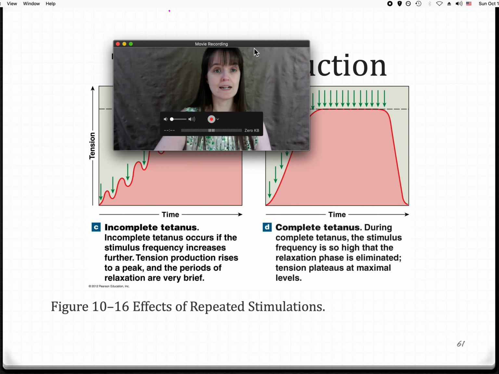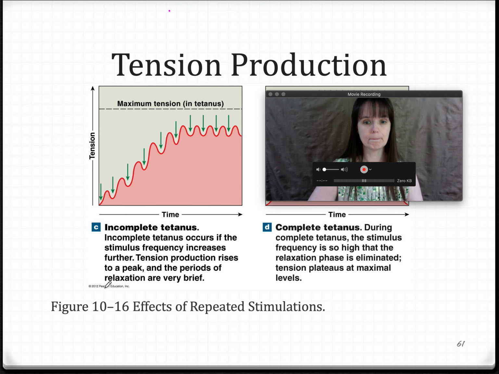So incomplete tetanus, and I am yet again in the way. Incomplete tetanus, a skeletal muscle is continually stimulated before the previous relaxation phase has ended. So it's effectively like wave summation, but you continue with it. It's a continuation of wave summation. Incomplete tetanus requires a higher stimulation frequency than TREPI and produces stronger contractions. You recall the maximum TREPI line was way down here, so much stronger contractions.